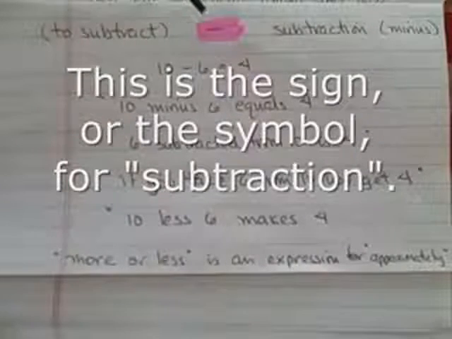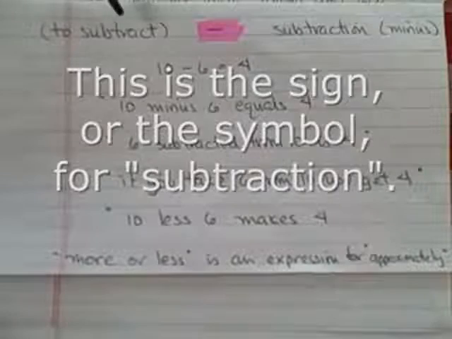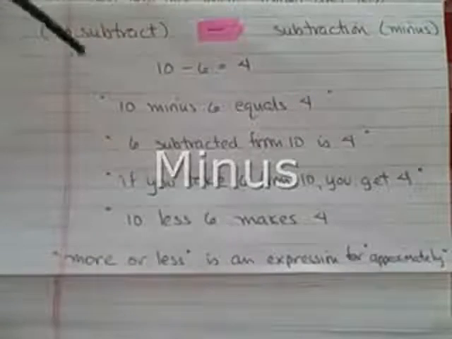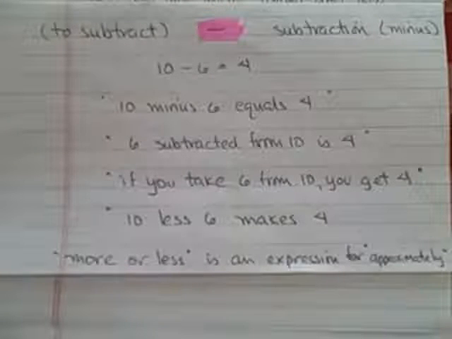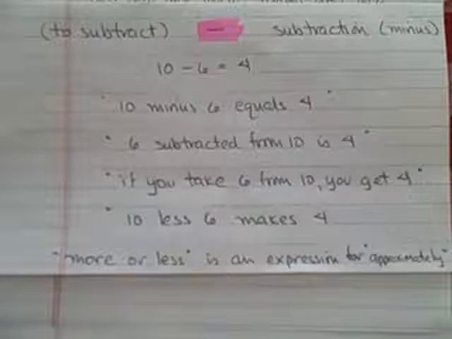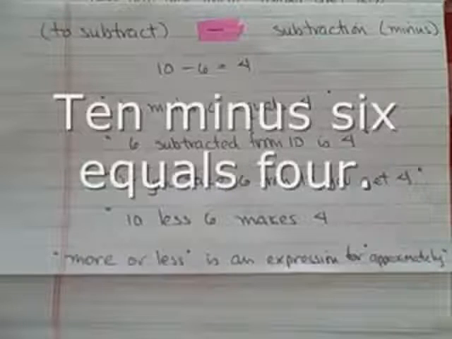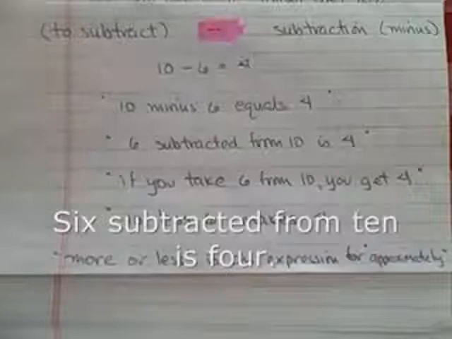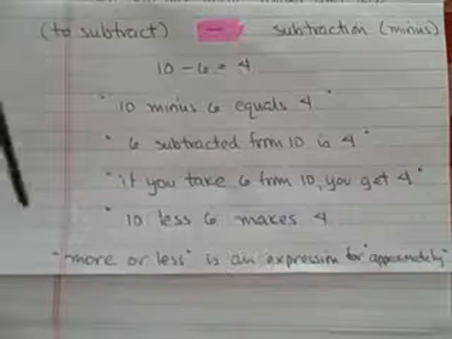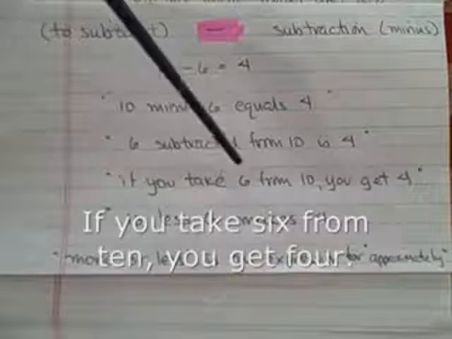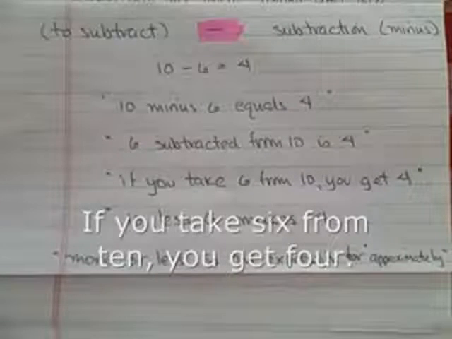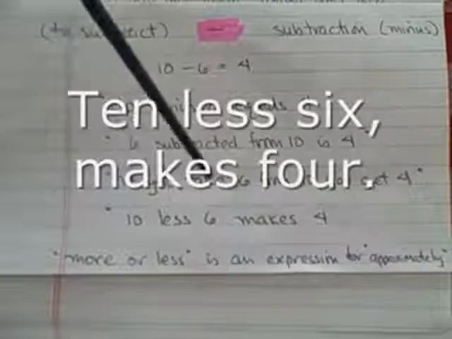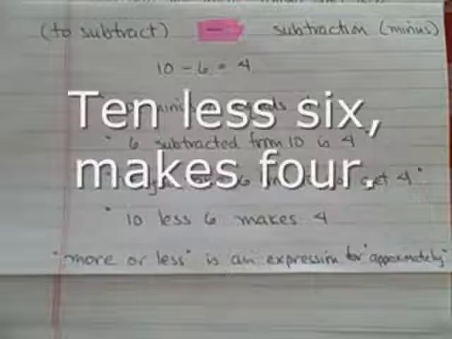This is the sign or the symbol for subtraction. The verb is to subtract. It's called a minus sign. So how would you say this? You would say 10 minus 6 equals 4. Or you can say 6 subtracted from 10 is 4. Or you can say if you take 6 from 10, you get 4. Or you can say 10 less 6 makes 4.